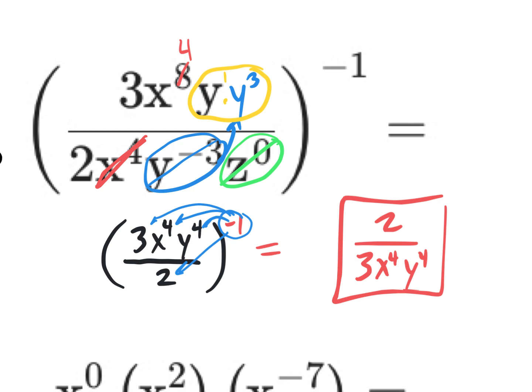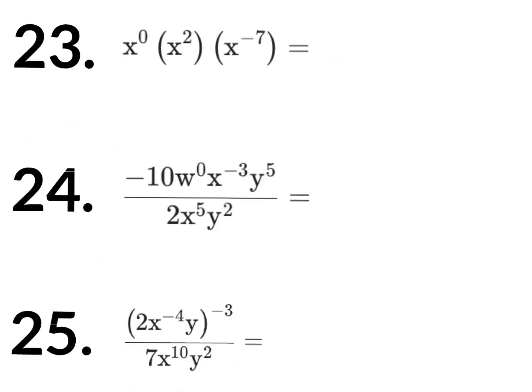Moving on to more fun questions. Number 23. We have x to the 0, which is 1. So if you want, you can just scratch that out. And then we have x to the 2nd times x to the negative 7. So what do you want to do?